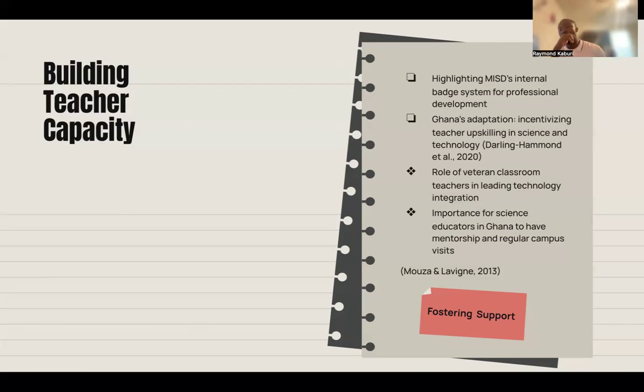It also grants science educators in Ghana some kind of mentorship, and because of regular class and campus visits, it helps them to monitor and supervise whatever is going on, and the new ones learn from the old ones, and the old ones learn from the new ones. And there's some kind of guidance or leadership in these mentorship programs in our campuses to help build the capacity or professionalism of our science teachers.